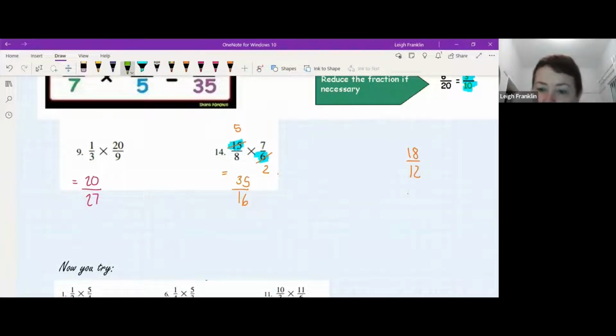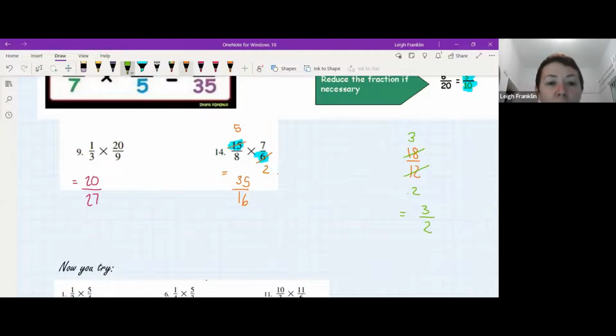6. Oh, lovely. Okay, so you would say that 6 goes into 18 3 times, and 6 goes into 12 2 times. So in its simplest form, it would be 3 over 2. Can you see how it's still improper? It's just in its most simplified form now. Okay, so as long as it's improper is fine. It just has to be in its simplest form.